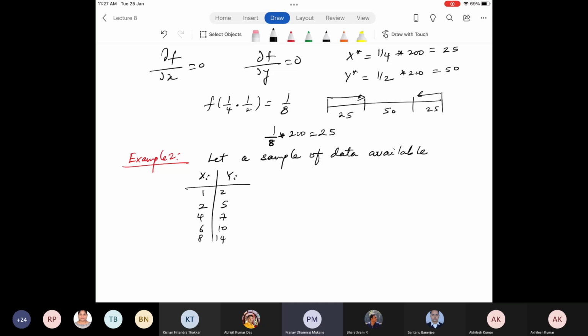Let me plot this data in x and y as 1, 2, 4, 6, 8. This is my 2, 5, 7, 10, and 14. So 1 at 2, 2 at 5, 4 at 7, 6 at 10, 8 at 14. Good so far, guys?